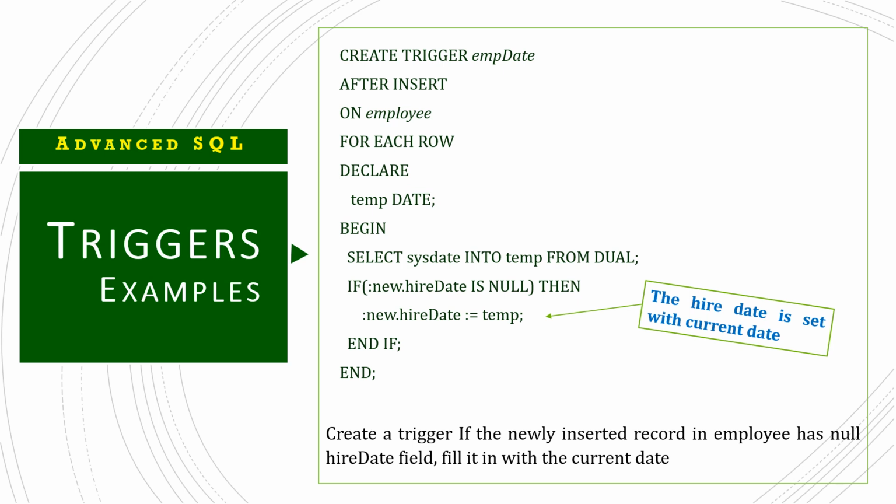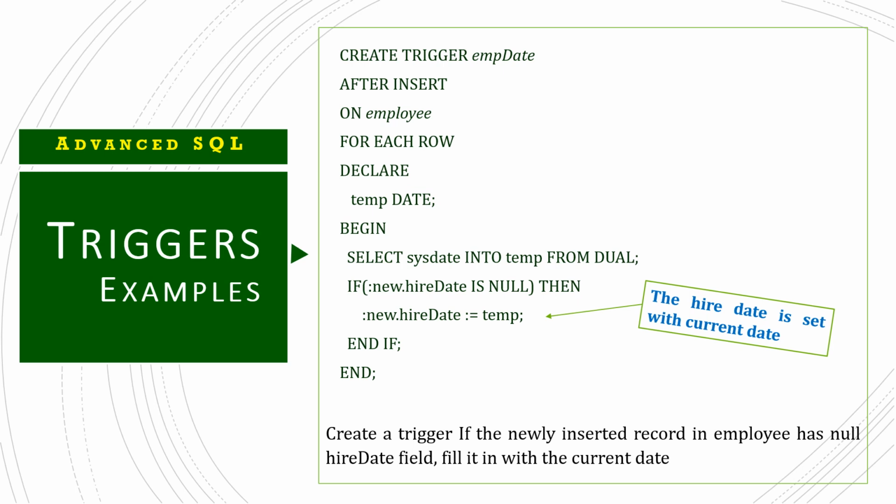Then we are going to check whether the hire date is null or not. So we are making use of :new.hire_date. Colon new can be used for referring to the new value, the updated value. If :new.hire_date is null, then what do we have to do? We have to fill it with the current date. The current date is in the variable temp. So :new.hire_date is equal to temp. So the hire date is set with the current date.